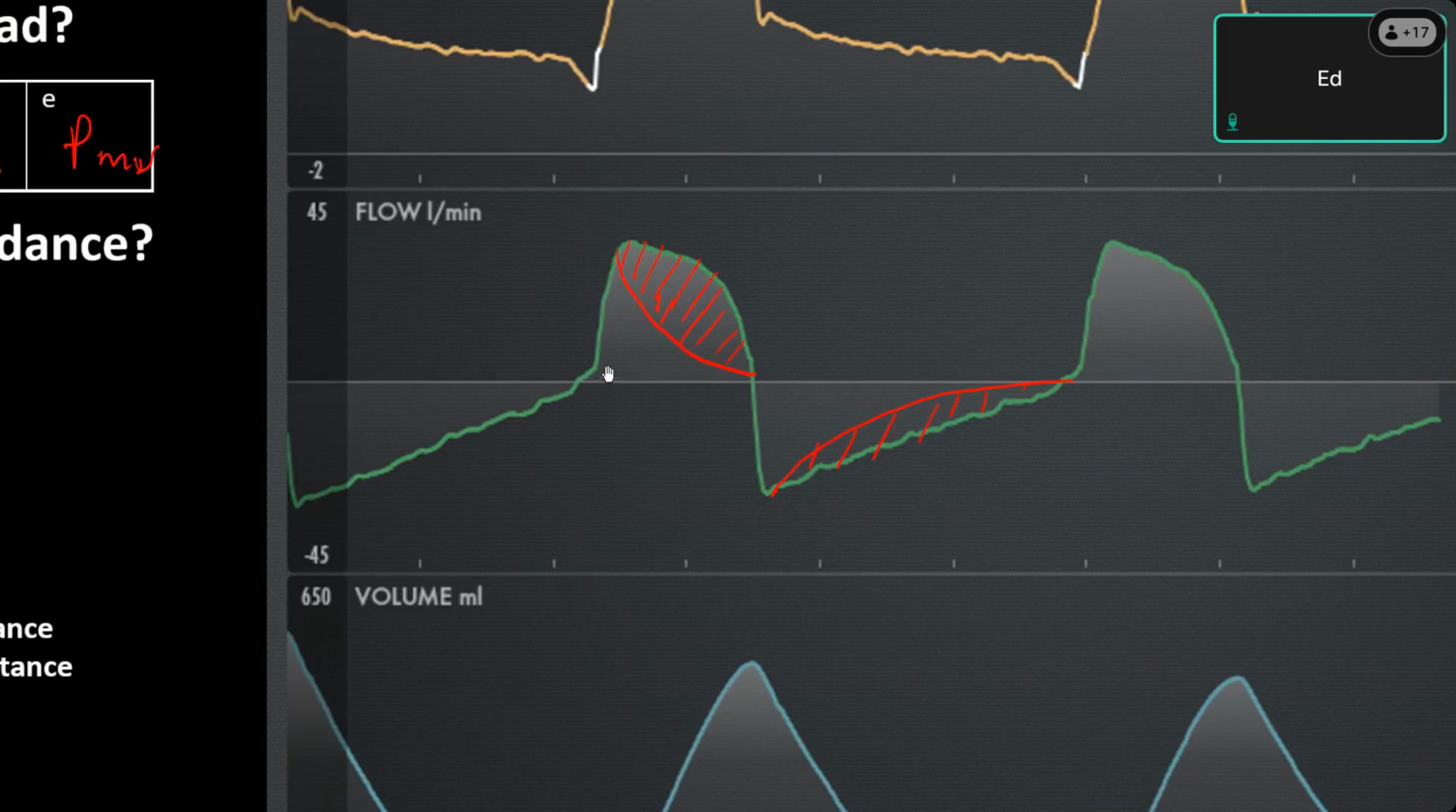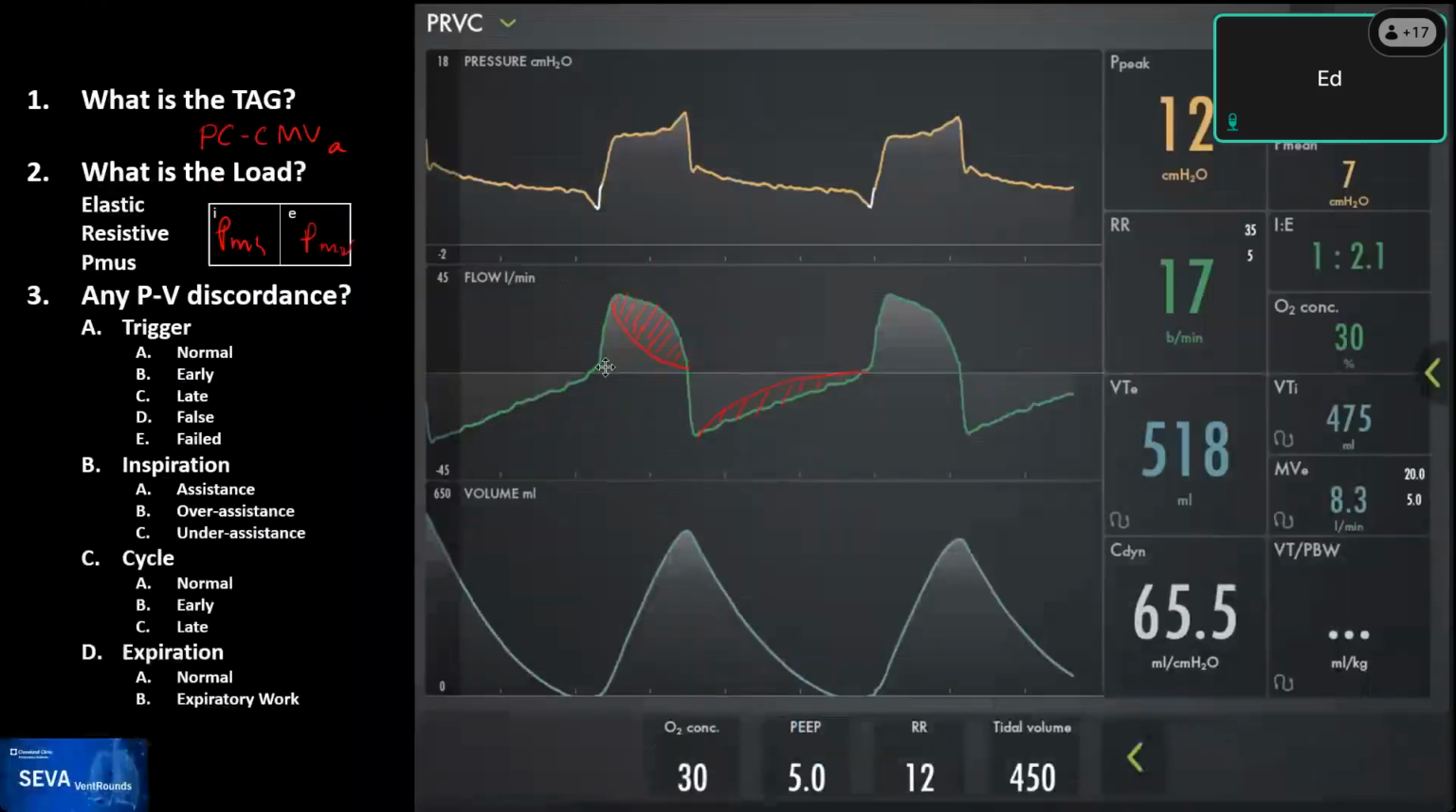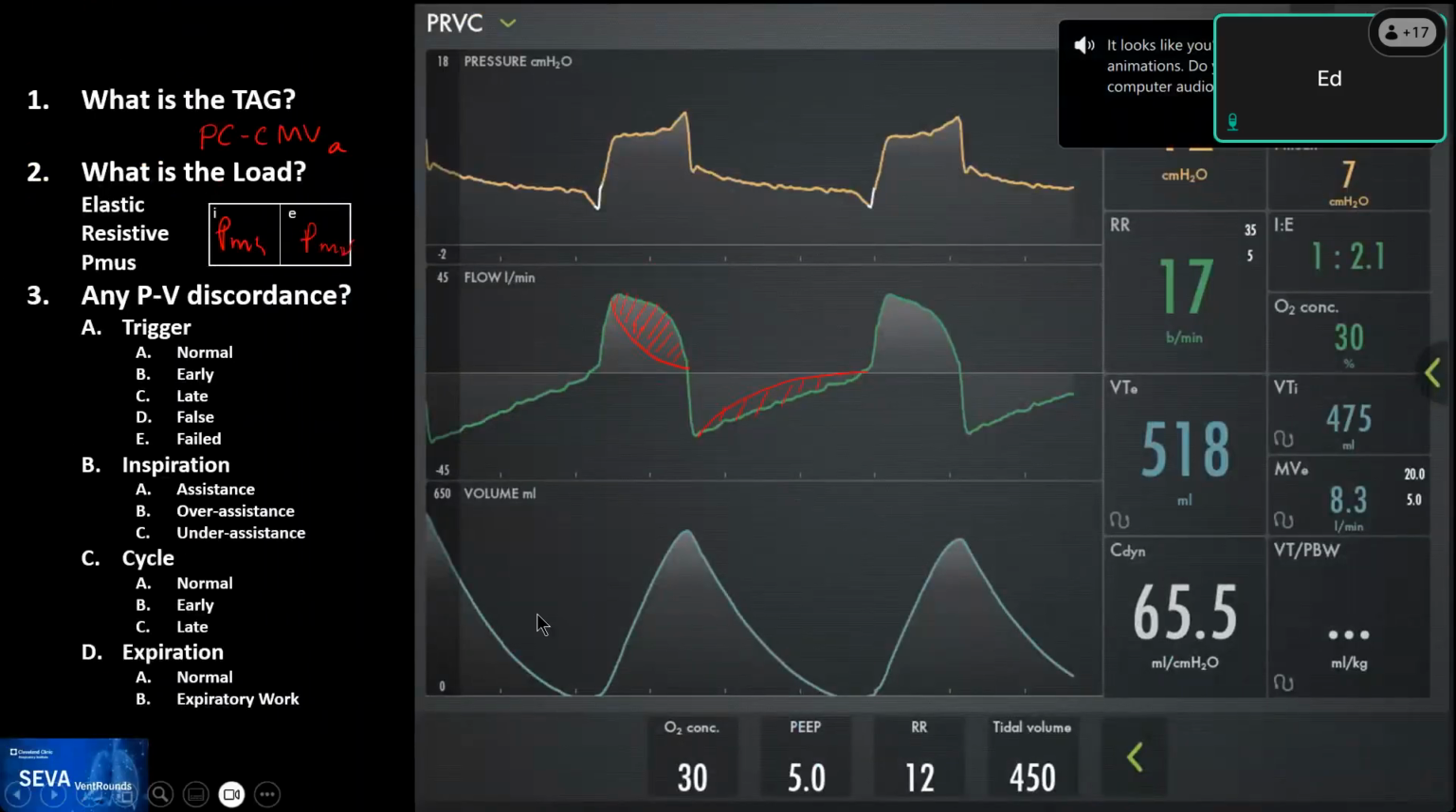And you could argue that this patient should be, with this amount of work of breathing, on a flow trigger to allow that to happen easier for the patient to breathe out. So I would say that yeah, it's probably on the later. Although for those that said normal, I could easily have read that as normal too. So some optimization could be done there just based on the amount of time that it's going here. In terms of assistance, is this assistance, over assistance, or under assistance?